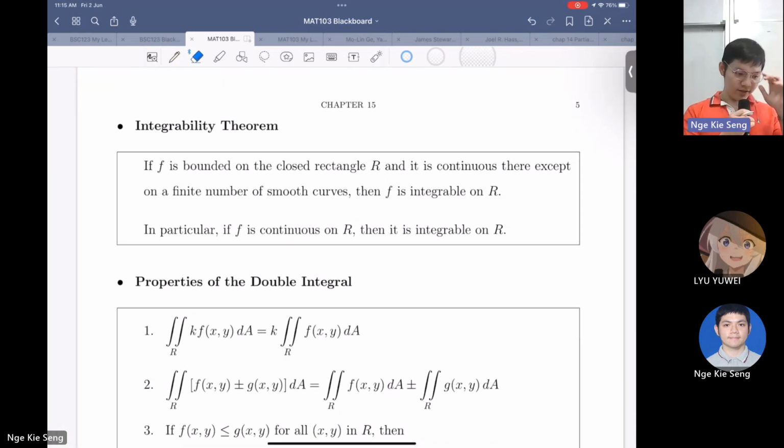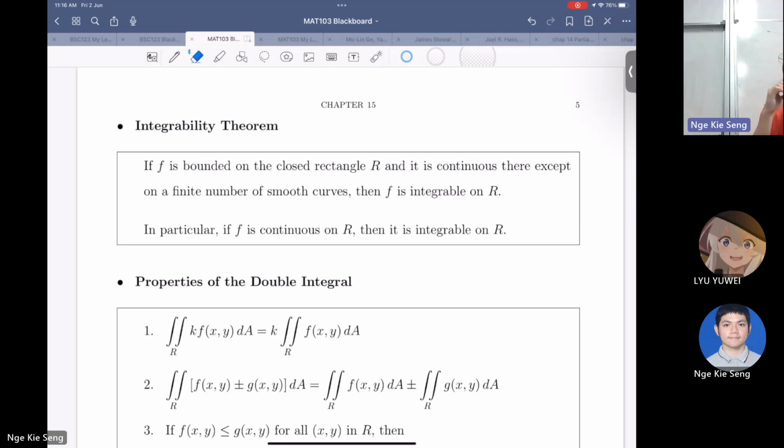So first we have this integrability theorem. It tells you when you can do integration. If f is bounded on the closed rectangle, so you have a rectangle that is closed, including all the boundary points, and it is continuous there except on a finite number of smooth curves, then f is integrable on R. In particular, if f is continuous on R, then it is integrable on R as well.